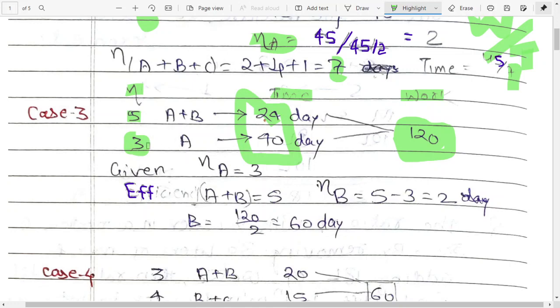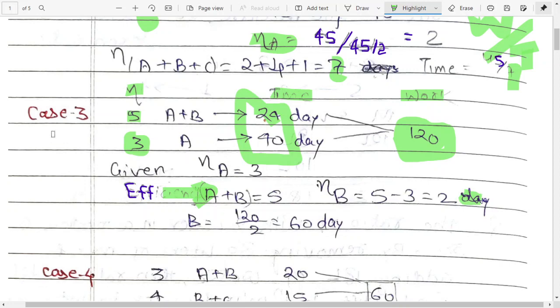Then what was the efficiency of B? If you subtract A's efficiency from the total efficiency, you will find that B's efficiency was only 2, which I have calculated over here. A's efficiency was given in the question as 3, and total efficiency was 5. 5 minus 3, you will get the efficiency of B, which is 2.